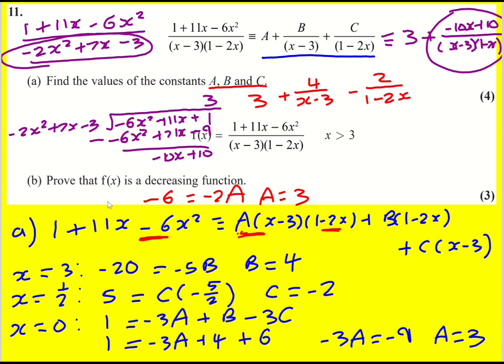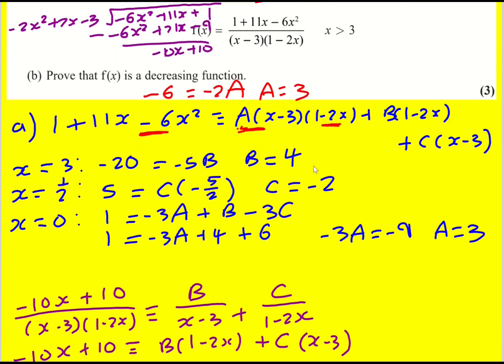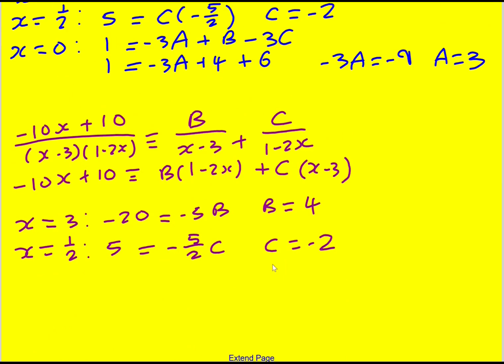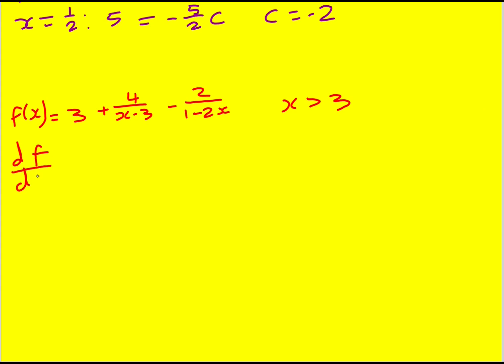Now on to the next part. f of x is the function we had at the beginning, x is greater than 3. Prove that we get a decreasing function. So what we can do straight away is write our function as we found it at the end. And then let's differentiate.